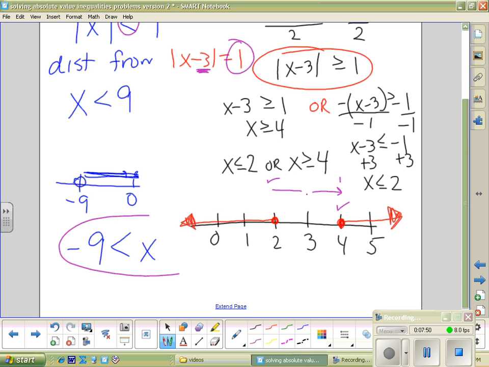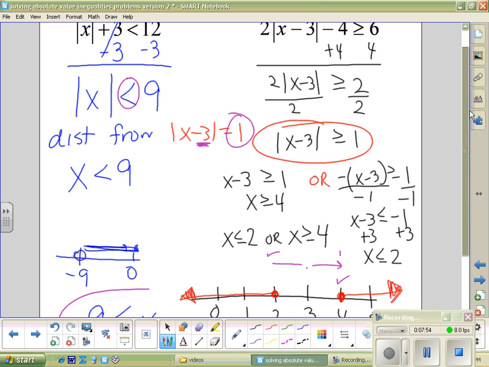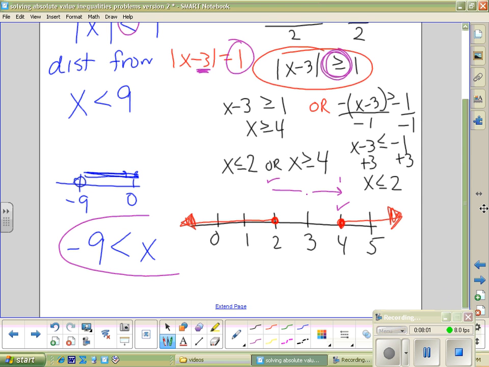So it makes sense that my boundary points would be at 2 and at 4. And then the other thing is what's different about this: instead of being equal to, we're really talking about greater than. So we're talking about being farther away or equal to 1 unit away. So 1 unit away is at 4, and it's also at 2. But we're talking about greater, so that's why we go off to the right and we go off to the left. So that's the solution for this second example.